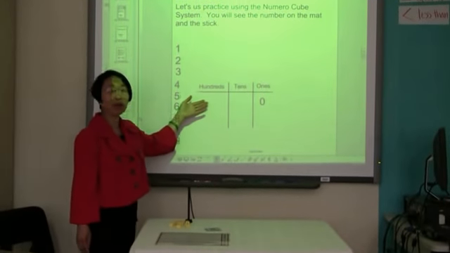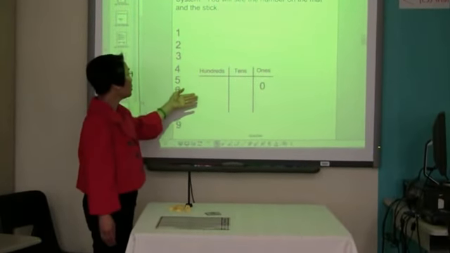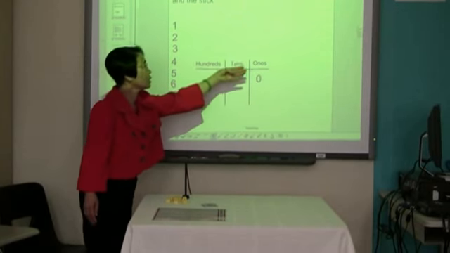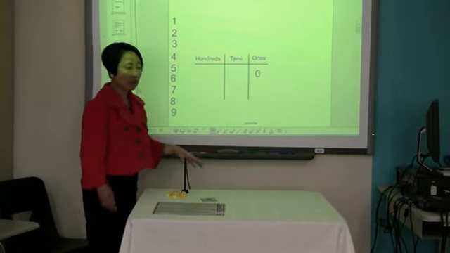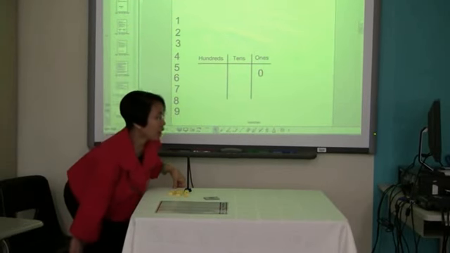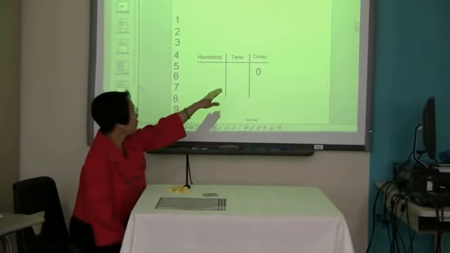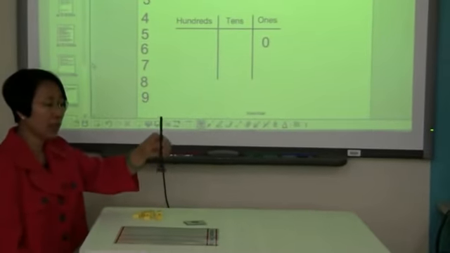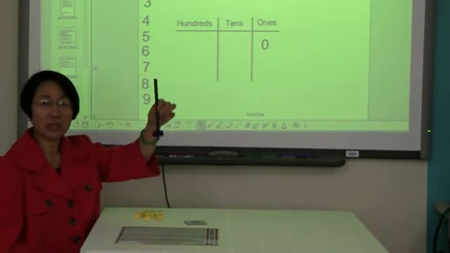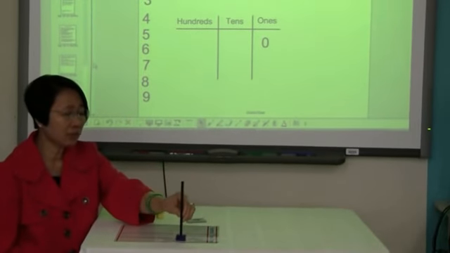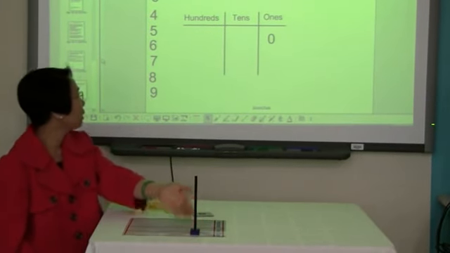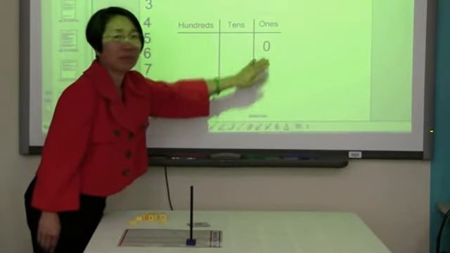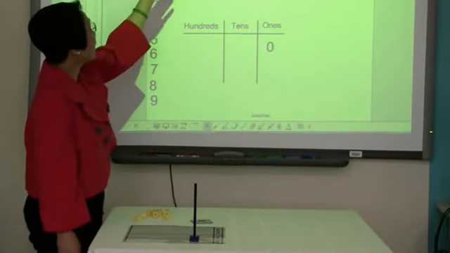Here is my place value mat. On the mat, you will see the hundreds, the tens, and the ones. And currently, I have number 0 there. So I'm going to sit down and demonstrate this. So number 0, and here is the stick. That is number 0 right there. Okay, you'll see no cube in there. That represents number 0.